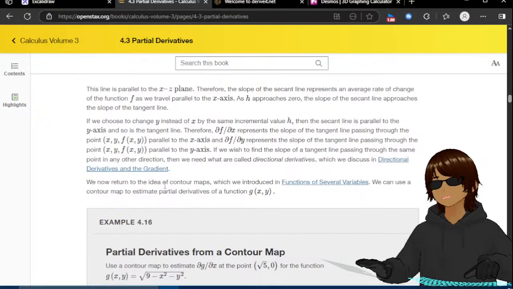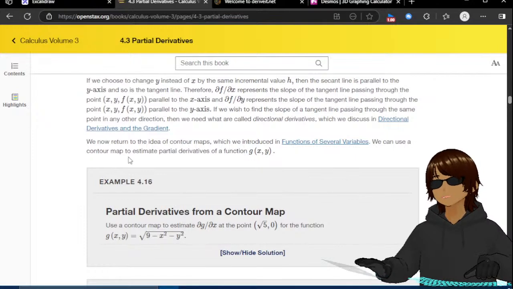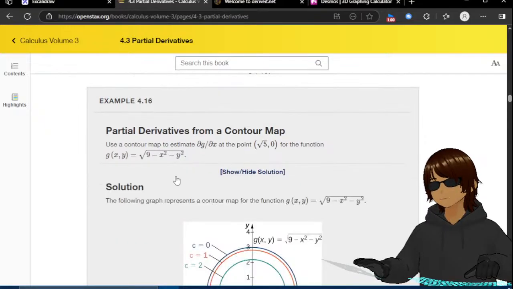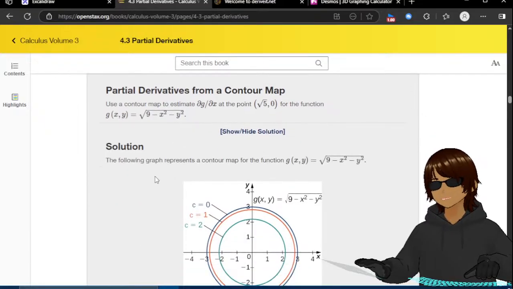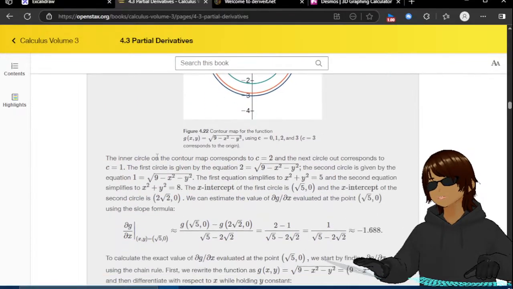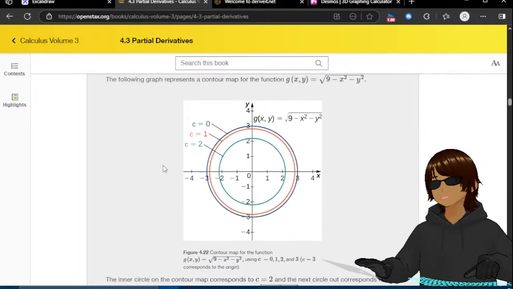We now return to the idea of contour maps, which we introduced in functions of several variables. We can use a contour map to estimate partial derivatives of a function g(x, y). The following graph represents a contour map for the function g(x, y) = root of 9 minus x squared minus y squared. The inner circle on the contour map corresponds to c equals 2, and the next circle out corresponds to c equals 1.